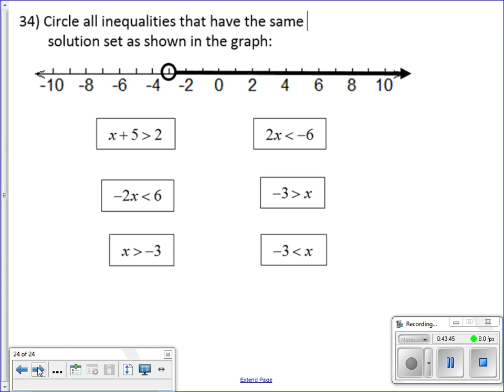Here, this one is tricky. Okay, so we need to really watch this. This is the kind of problem that most people miss on their tests. I'm taking a look at what I have here, and I need to circle every single inequality that is the same thing, that means what this is.